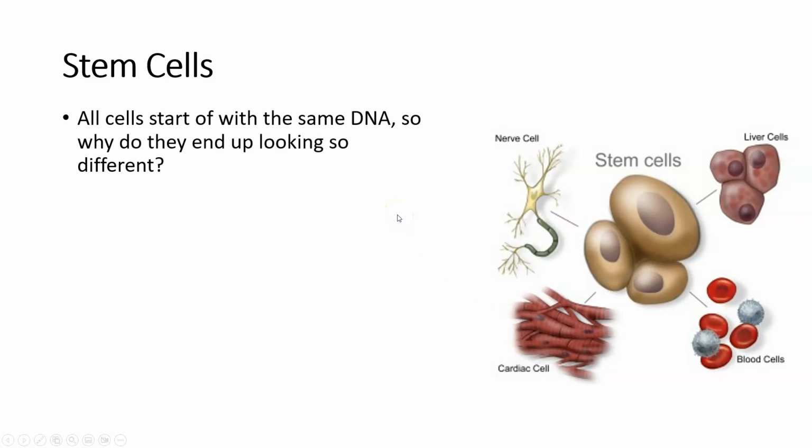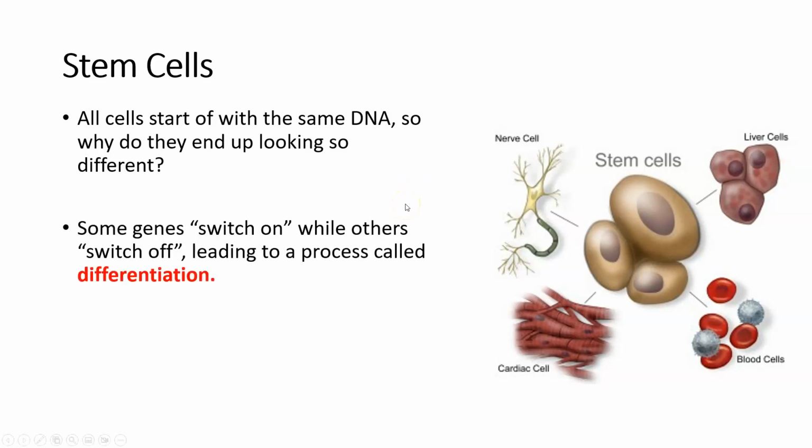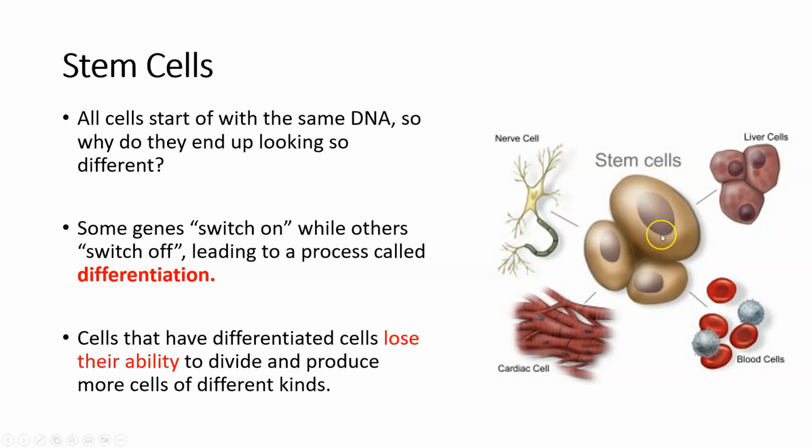Okay, so all stem cells start with the same DNA, but then they end up looking different. And why does that happen? So of course the answer is differentiation, but we're going to be looking at how differentiation happens. So some genes, so that's pieces of genetic code within chromosomes, can remain switched off while others become switched on. So every single cell has the ability to become any of these specialized types. But let's say this stem cell only is switching on the ability to become a neuron. It will switch off its ability to become cardiac cells, blood cells, or liver cells. Now, when these stem cells differentiate, they lose that ability to divide and produce more cells of other cell types. So they're committing to one path.